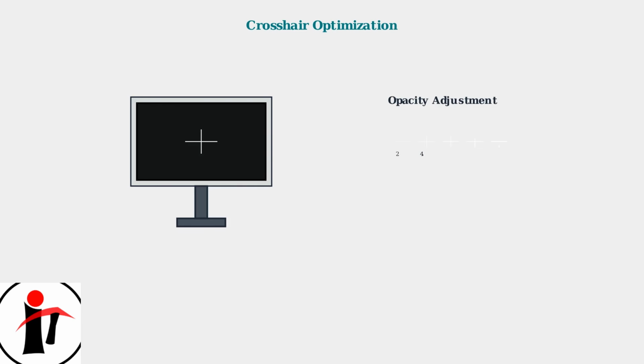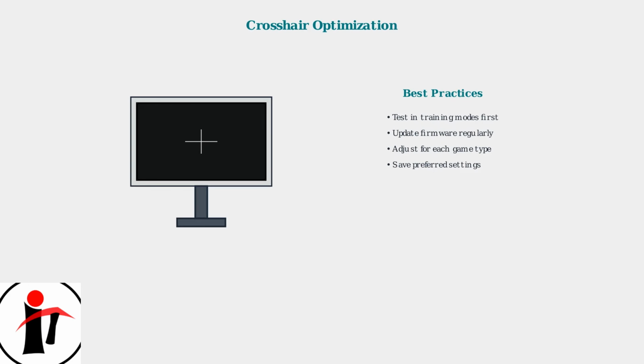Adjust the crosshair opacity to balance visibility with minimizing distraction. Too bright can be distracting, while too faint may not provide adequate aiming assistance. For optimal results, practice with your crosshair settings in training modes before competitive play. Regularly update your monitor firmware to access the latest crosshair improvements and features.